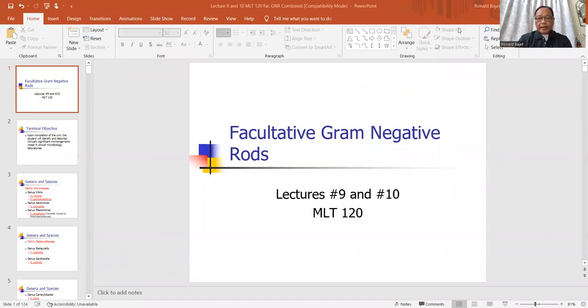Hello, everyone. This lecture is a combination of the facultative gram-negative rods 1 and 2. I'm combining these two lectures into one lecture, and hopefully, in that way, two separate lectures, you won't be confused. Also, this lecture will be given on your exam the week you come back after spring break, okay? After this lecture, I'll be doing another recording for the aerobic gram-negative rods, and that will be a combination of lectures 11 and 12. So this is the facultative gram-negative rods.